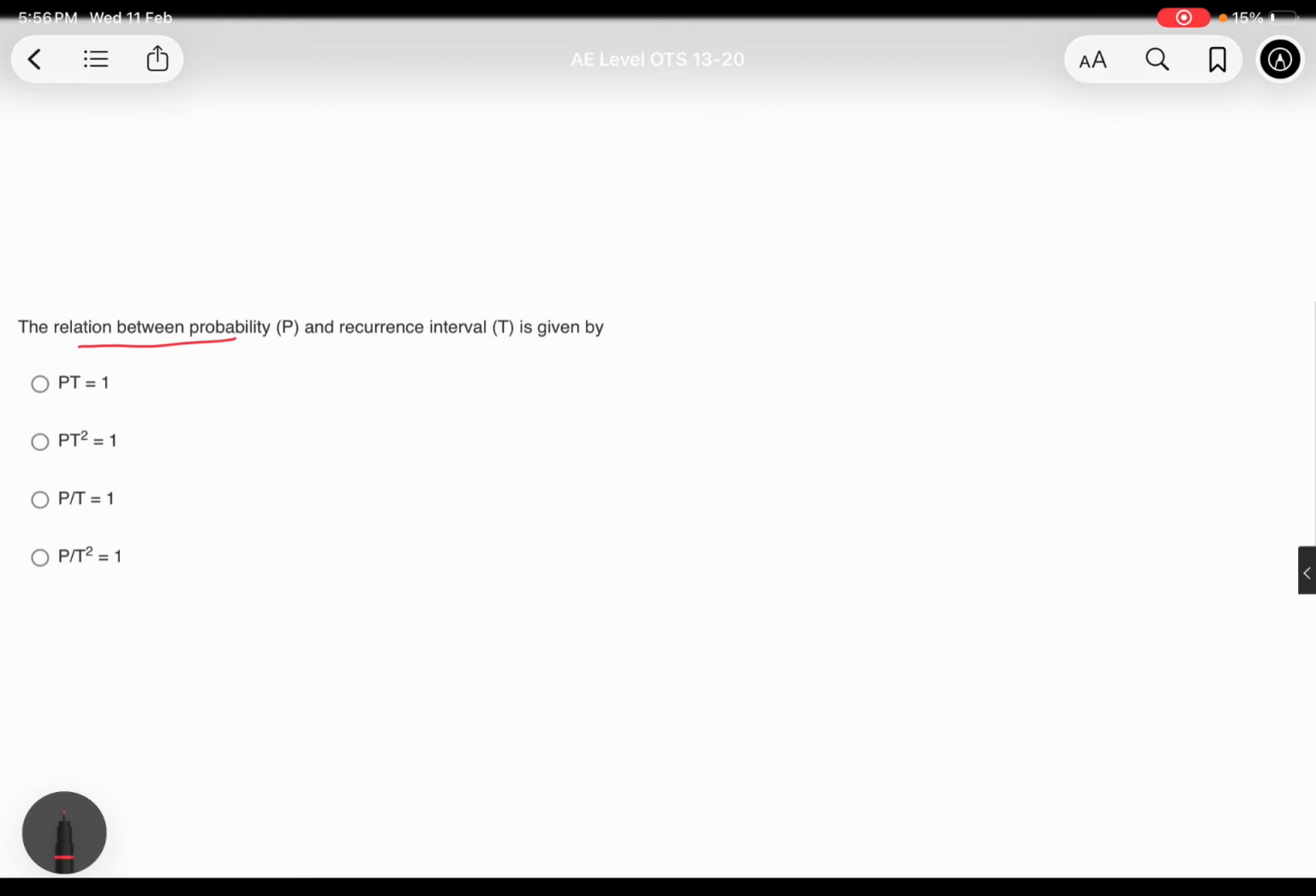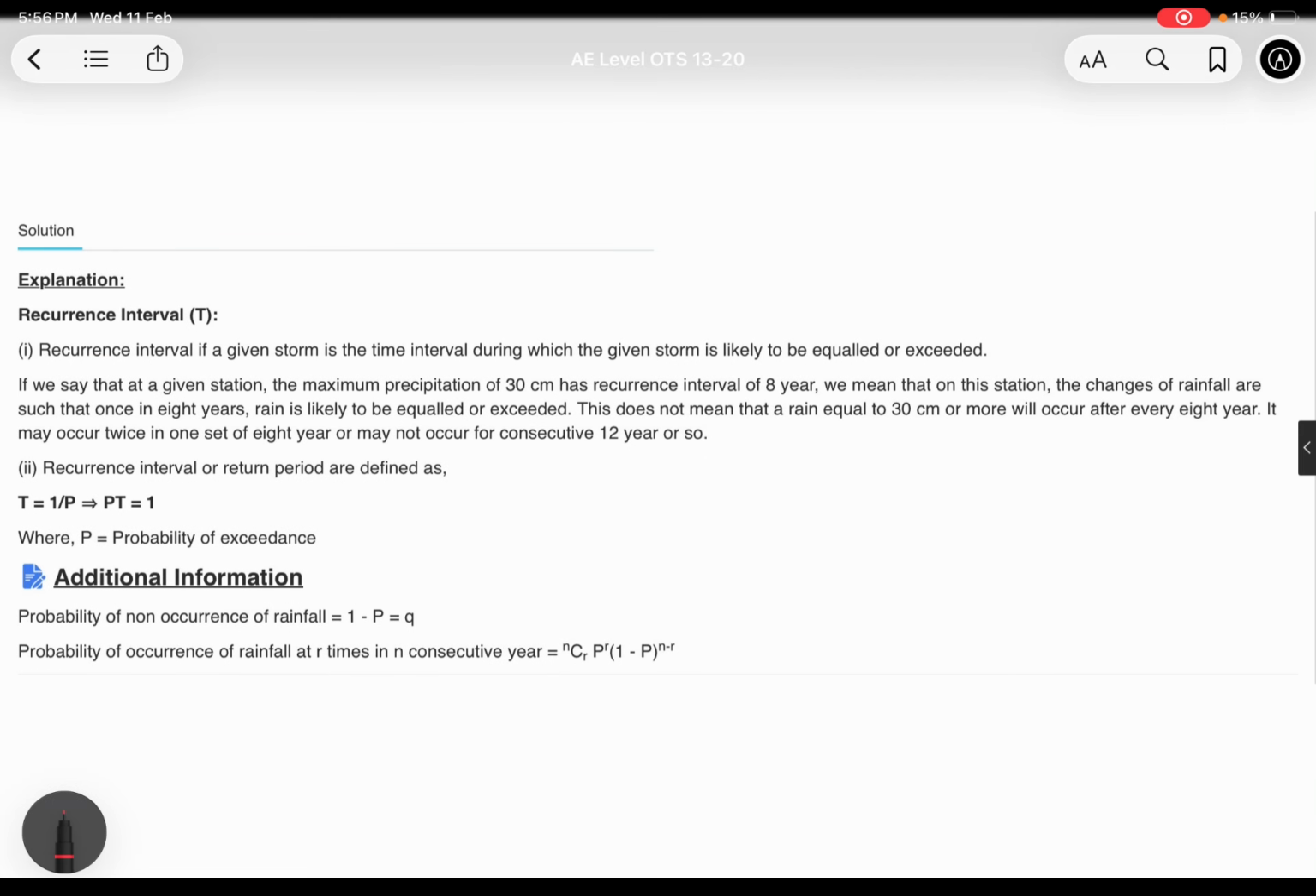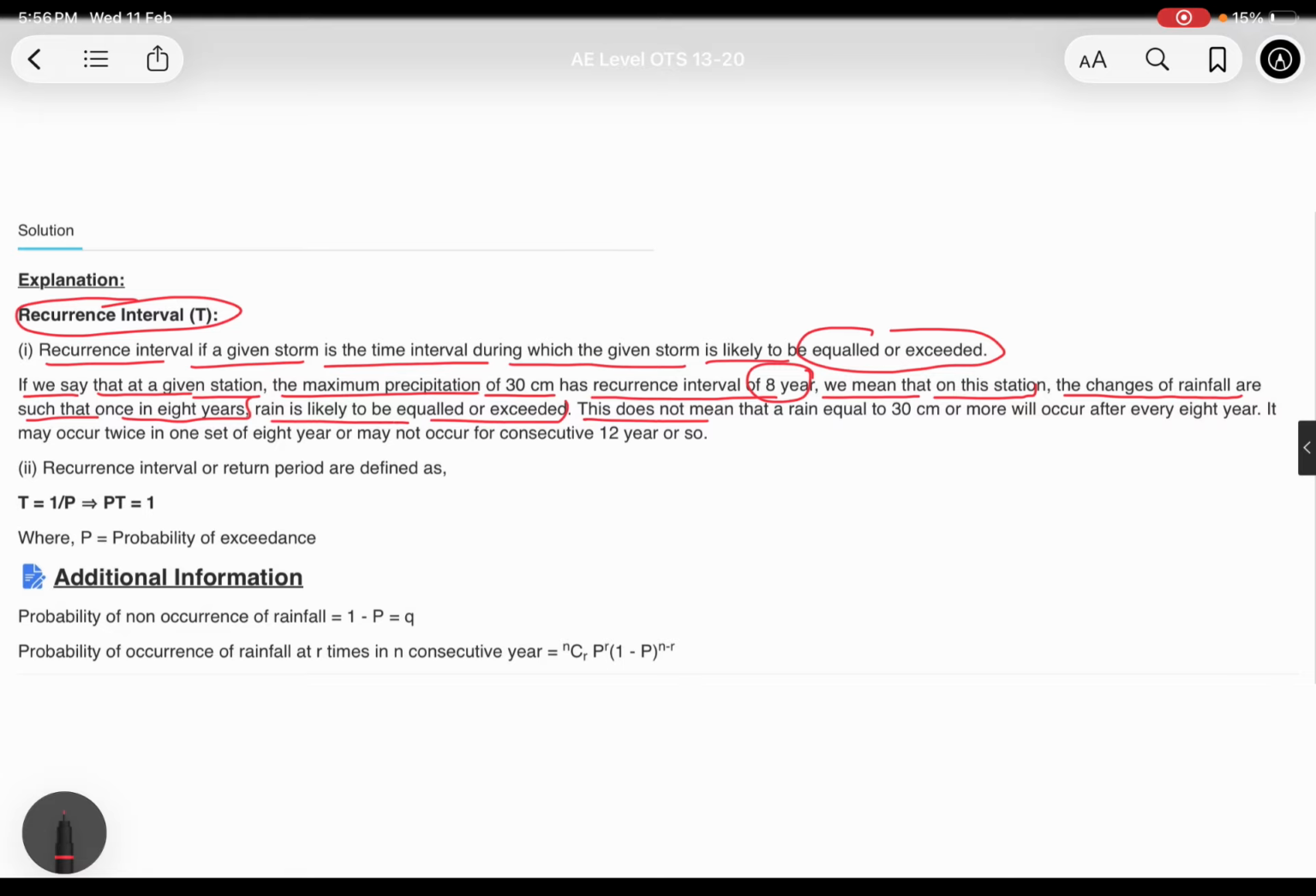Next, the relation between probability P and recurrence interval T is given by P·T = 1. Recurrence interval T is the time interval during which a given storm is likely to be equaled or exceeded. If we say that at a given station the maximum precipitation of 30 cm has a recurrence interval of 8 years, this means that once in 8 years the rain is likely to be equaled or exceeded. This is not to mean that rain equal to 30 centimeters or more will occur after every 8 years.